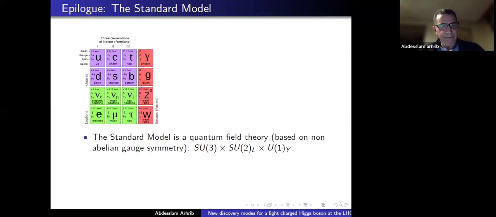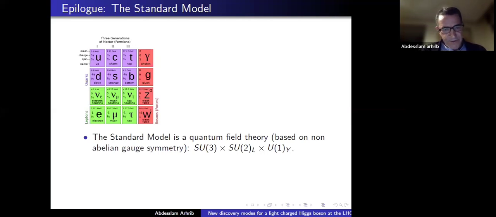Next slide. Okay, so the standard model is a quantum field theory based on non-abelian gauge symmetry, and the gauge group is SU(2) left cross U(1) hypercharge. So you have a set of fermions, quarks, and leptons, which interact by exchange of some gauge particles, the W, Z, and the photon, and gluon for the strong interaction.